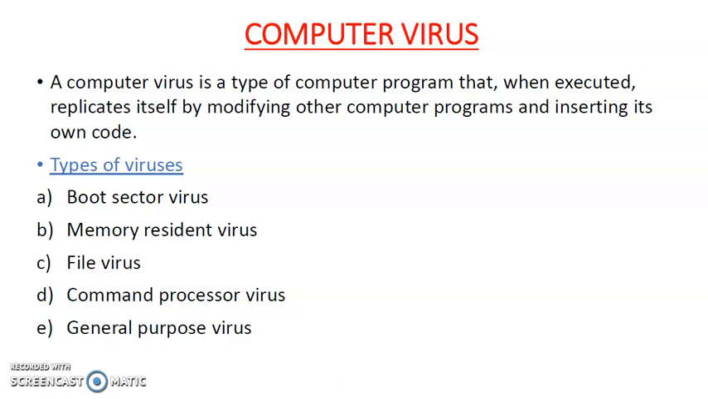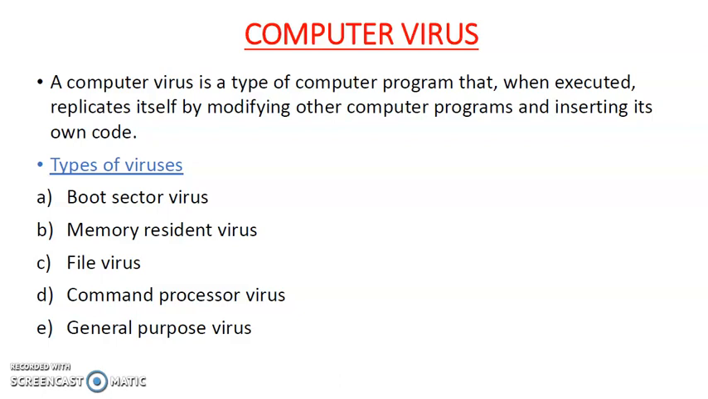Then the next one is a memory resident virus. It is a virus that stays in memory after it executes and after its host program is terminated. The next one is a file virus. The file infecting virus overrides the code or inserts the infected code into the executable file.